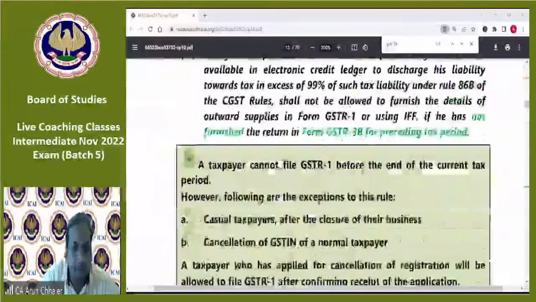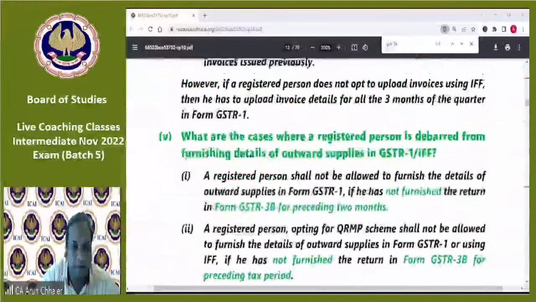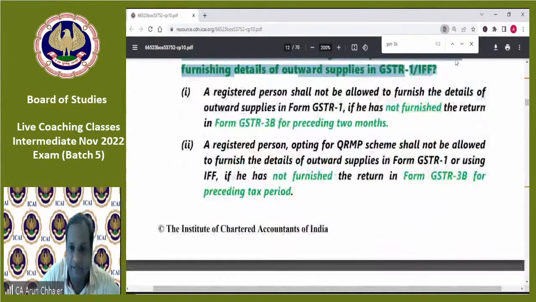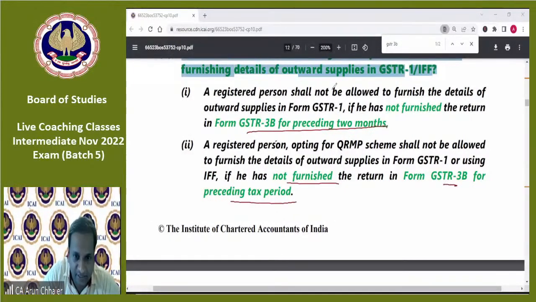Fine. Now, Prabhas, what are the cases where the registered person is debarred from furnishing the GSTR1 and IFF? I think that is the same question you asked, correct? First, if 3B has not been furnished for the previous 2 months, if 3B has not been furnished for the preceding tax quarter.